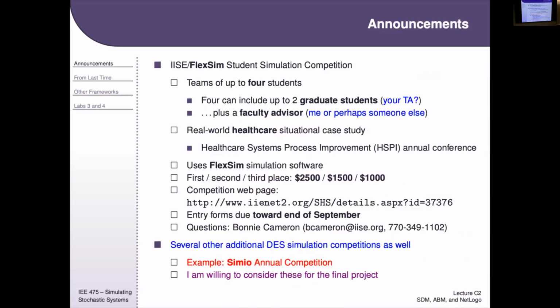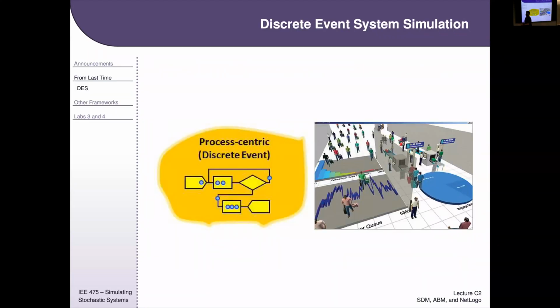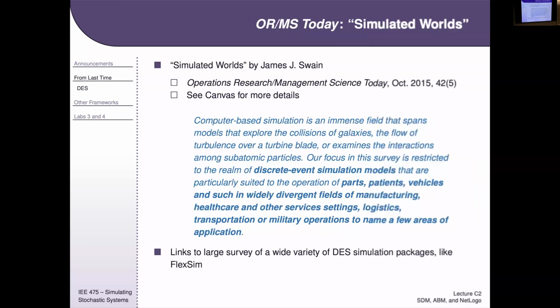All right, so we talked about discrete event system simulations you could do in Excel. There was a recent article in ORMS Today, a journal for operations research and management science, on simulated worlds. It surveyed a bunch of different ways in which discrete event system simulation has become really useful for a wide range of divergent fields, from manufacturing to healthcare to other service systems, logistics, et cetera.